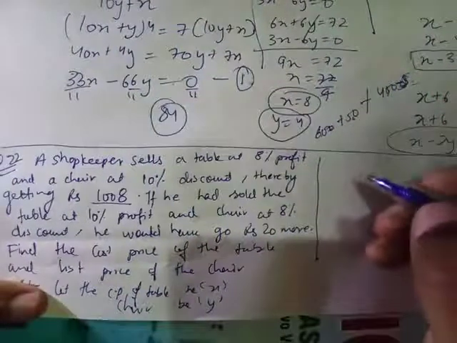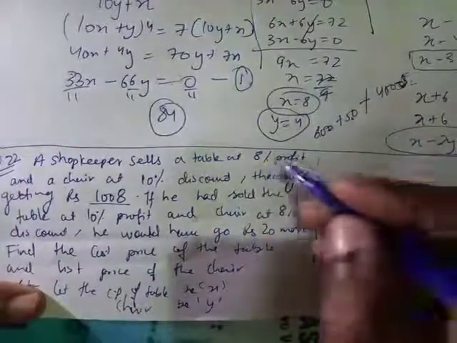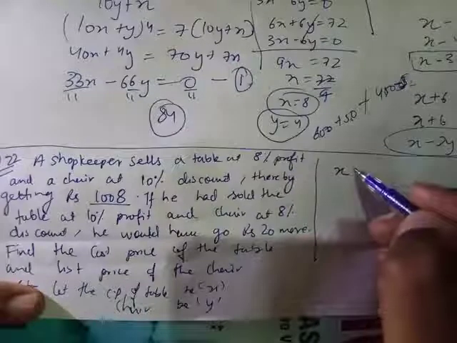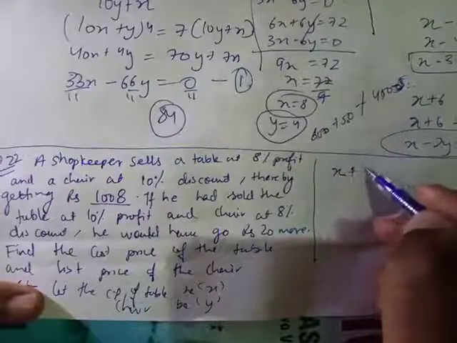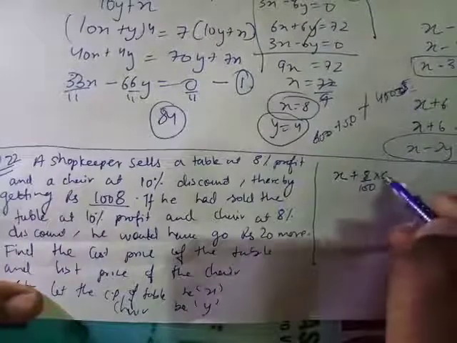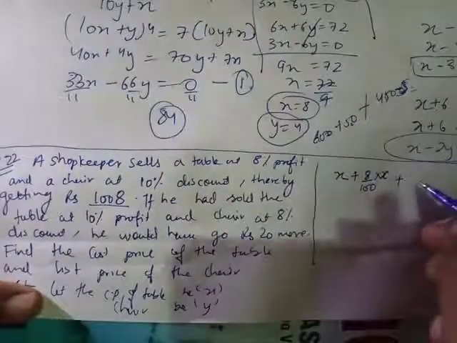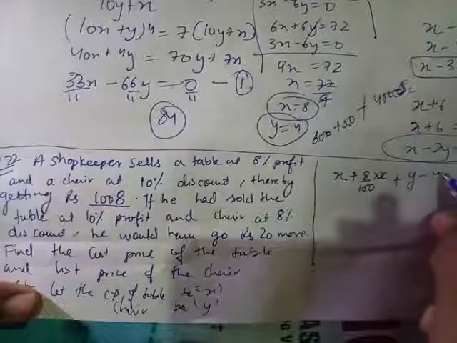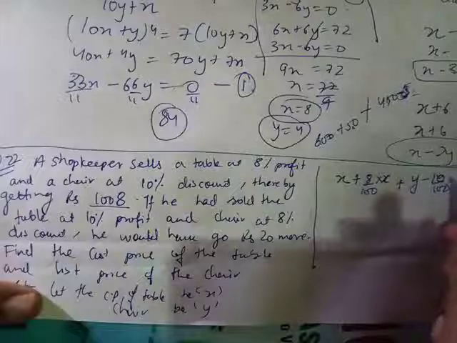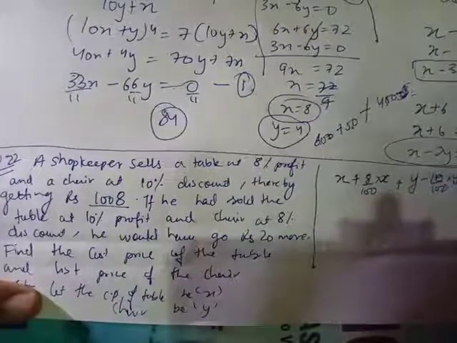So it says, if you guys see, a shopkeeper sells a table, x रुपए तो लिए उसने और प्रॉफिट 8% भी लिया, plus 8% profit, how much is that, 8/100 into CP, that is x. Then he separately also sold a chair, the chair he sold at y, and gave a discount of 10% on y, okay. And total money was 1008.